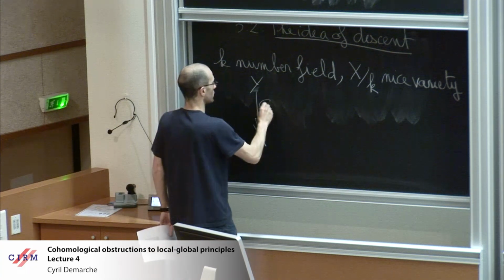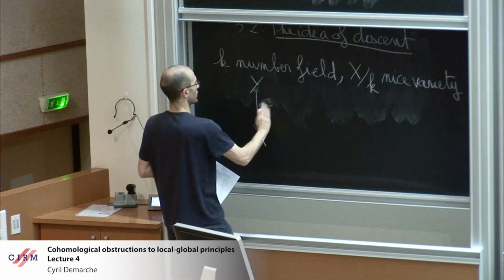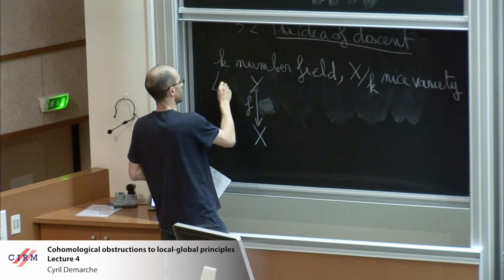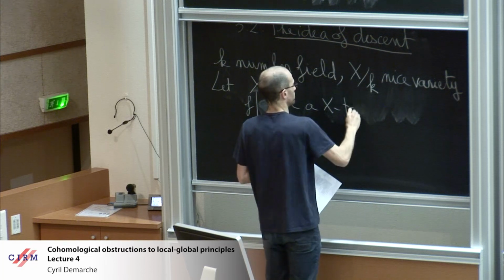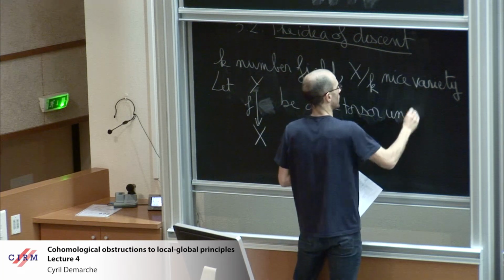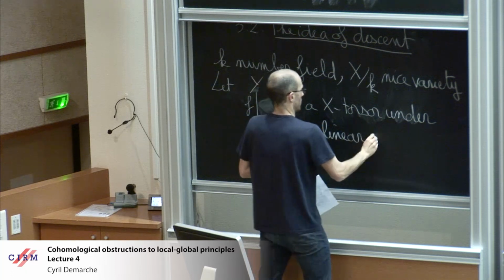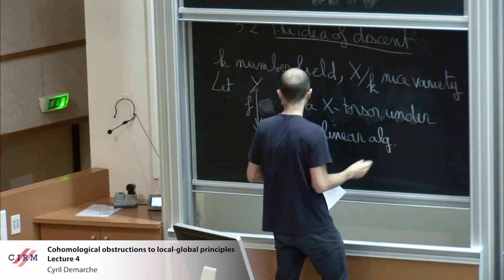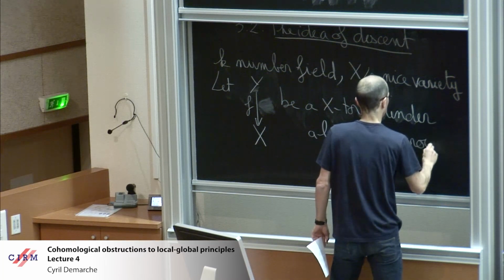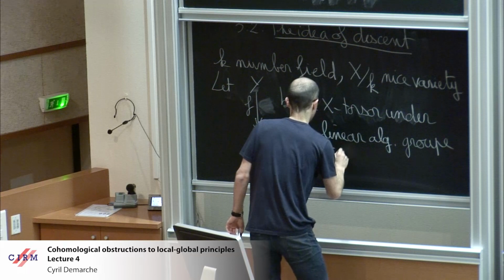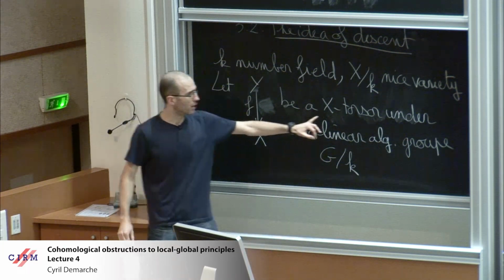Let's say this will be a torsor under... So you fix a torsor. Let's call f this map. Let Y to X be an X-torsor under a linear algebraic group. Linear is not necessary here, but let's say a linear algebraic group G over K.